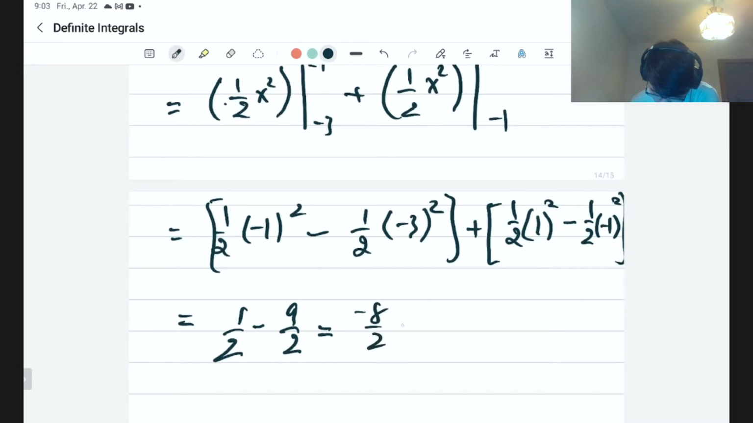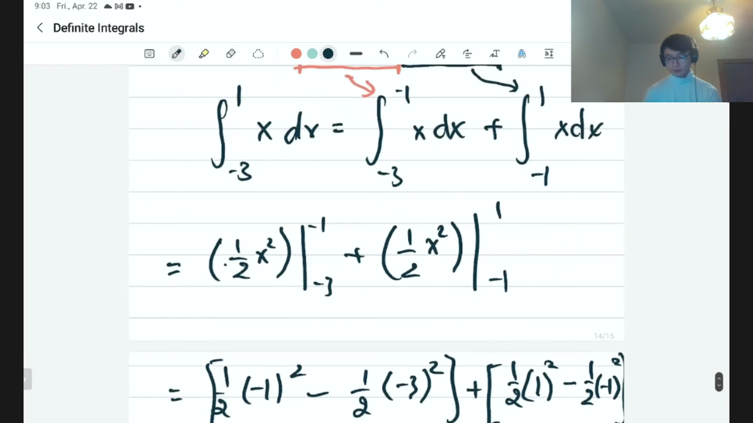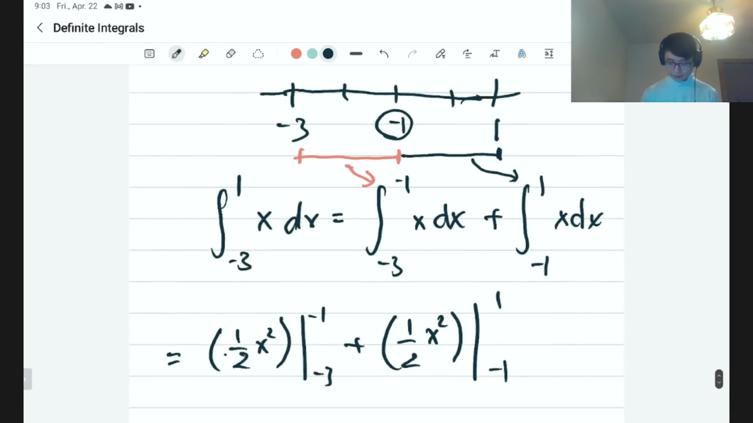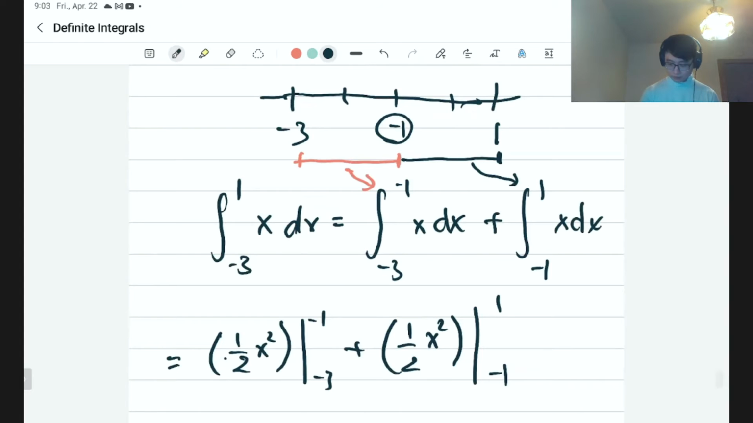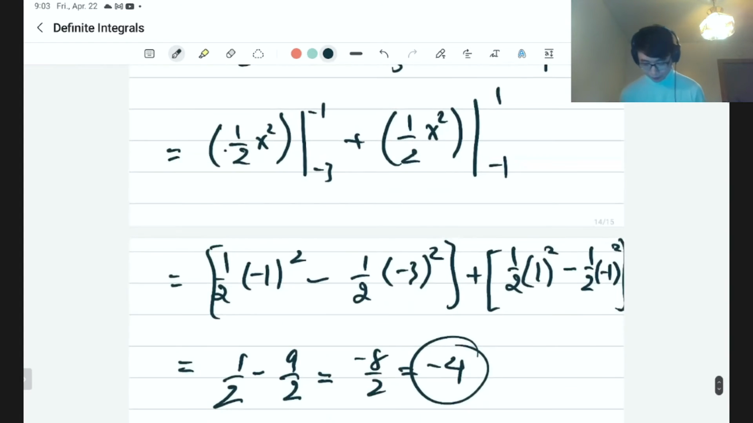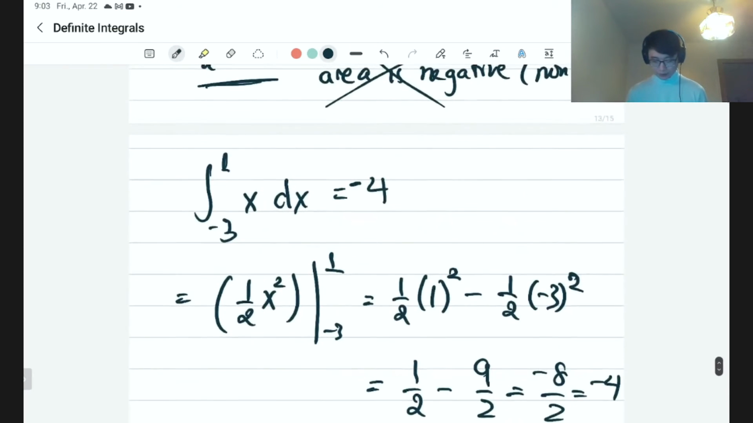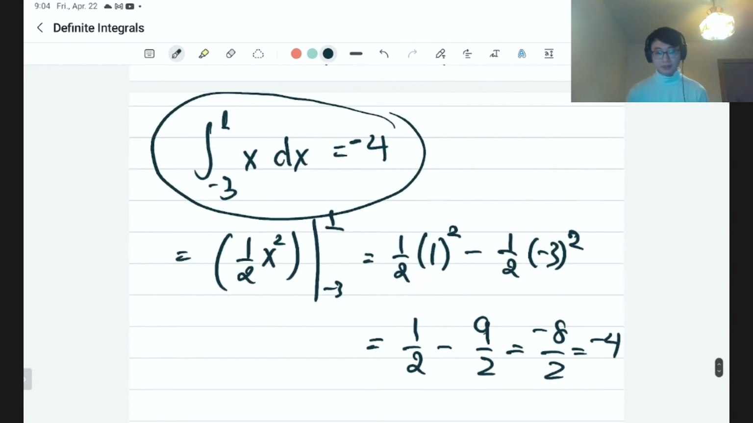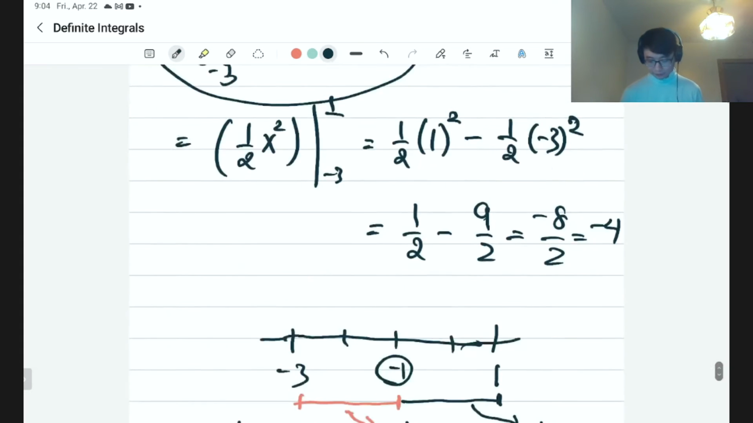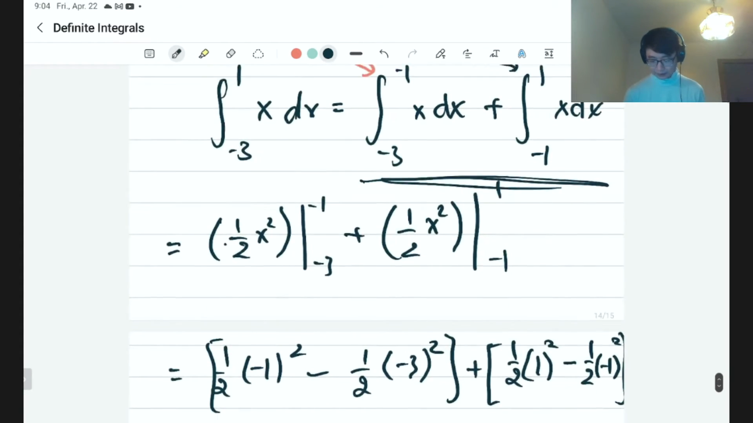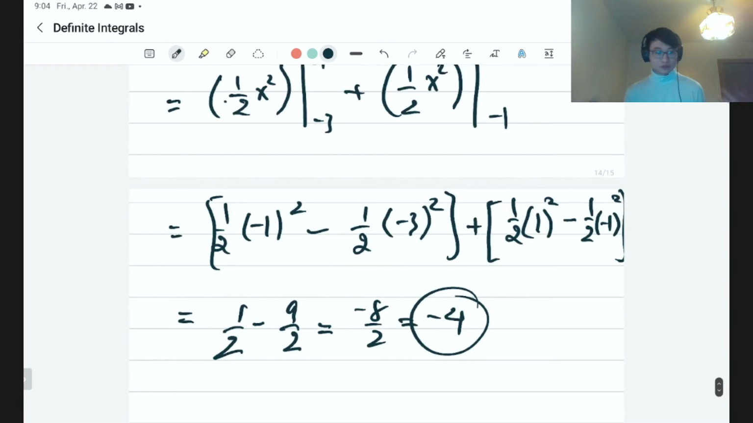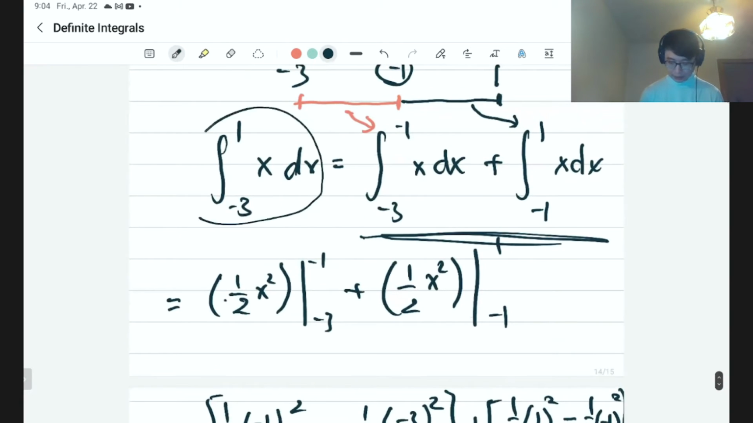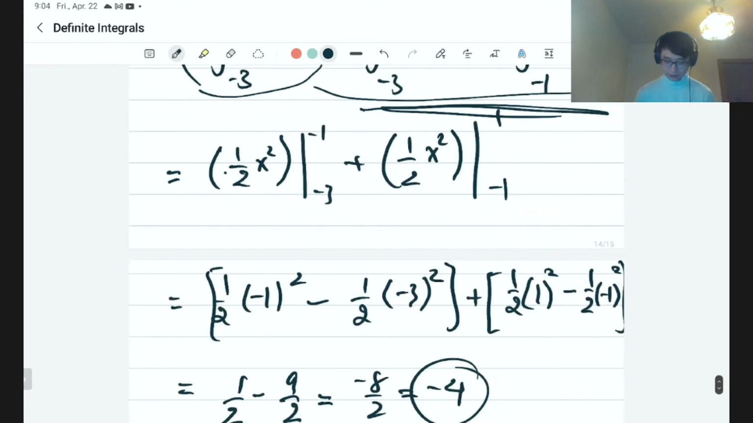It is -8 over 2, which is equal to -4. So that's what I got: -4. Look at that, beautiful, right? Interesting, because previously we did this integration normally and got -4. If I break it up into pieces like here, it is also equal to -4. So what can I conclude? I conclude that this one is actually equal to this one, which I rewrote there.